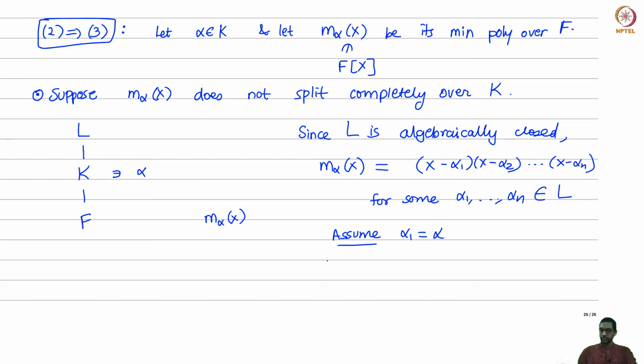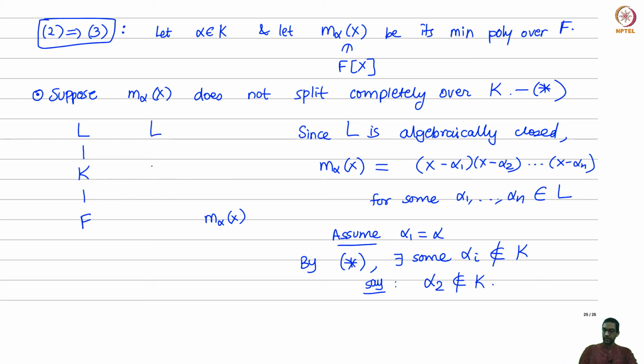So by assumption, let me call this star star, there exists some alpha i which is not in K. Let me just call it alpha 2. Let's renumber our alphas if necessary and say alpha 2 is not in K. So alpha 1 is in K, but alpha 2 is not in K, and that is somehow the key point here. So I have L, K, F, and the situation is I have one root in K and I find another root which is not in K, it's outside K, only in L, for example. Now this is going to be what we will use in order to get a contradiction.